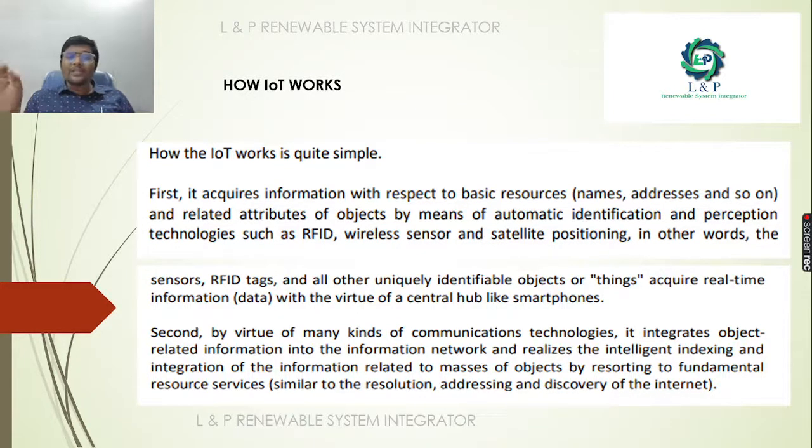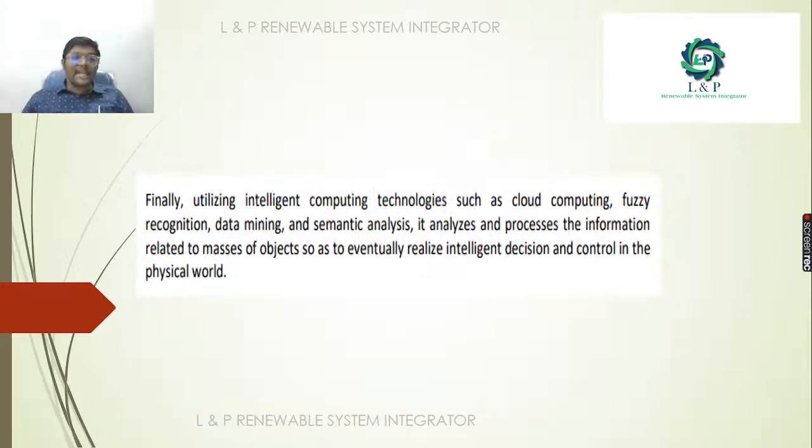Second, by virtue of many kinds of communication technologies, it integrates object-related information into the information network and realizes intelligent indexing and integration of the information related to masses of objects by resorting to fundamental resource services. Finally, utilizing intelligent computing technologies like cloud computing, fuzzy recognition, data mining, and semantic analysis, it also analyzes and processes information related to the masses of objects.